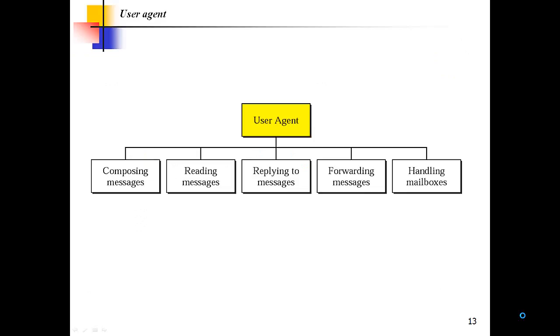A user agent actually has 5 child processes. Obviously, one of the things it does is compose messages. That's maybe the thing that you think of most. The next thing it does is it allows you to read messages. Thirdly, it allows you to reply to messages. Fourthly, it allows you to forward messages. And lastly, it manages or handles your mailboxes.